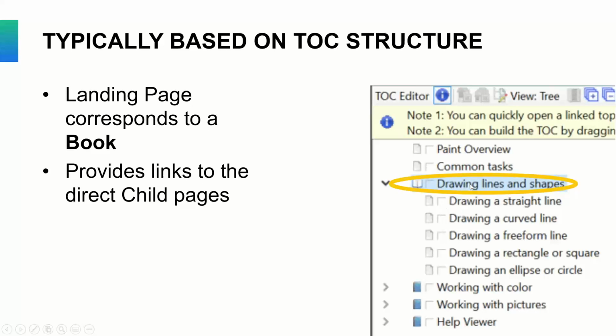So a landing page on drawing lines and shapes, which gives you a sort of overview of the concept of what you can do with this kind of drawing, and providing links to these child topics. So you can think of, roughly, you might expect to have a landing page for each of the books in your table of contents, providing links to the child topics.